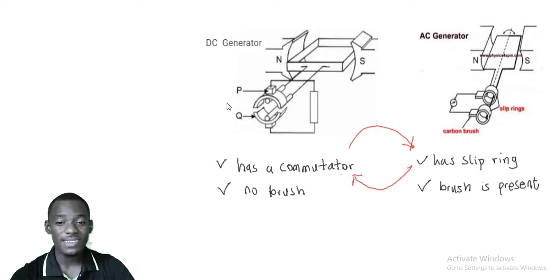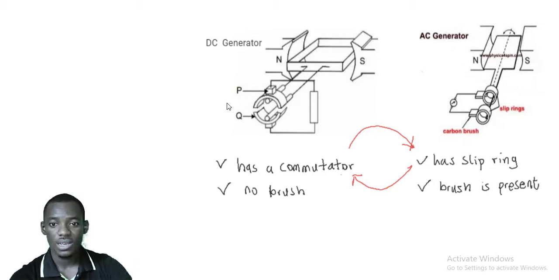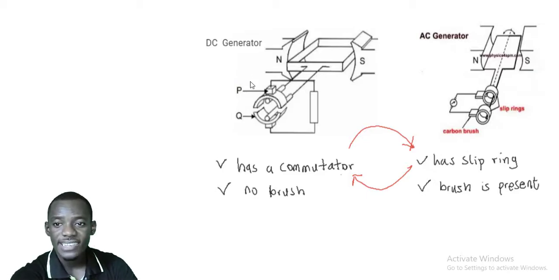Good. The third difference is that AC has no brush, which is a source of connection to the slip ring. The brush is a source of connection to the slip ring. So DC has a brush which connects the current to the slip ring, but AC does not have any brush. That is the difference between a DC and an AC.